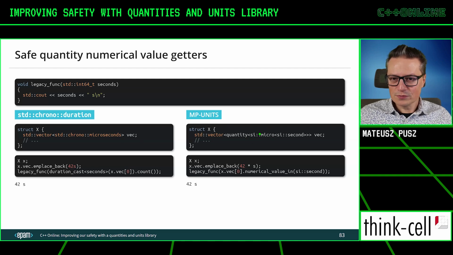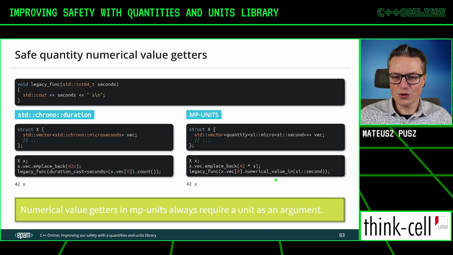With mp-units, if you have something similar like microseconds here, you pass 42 seconds, then you cannot get the value by itself. You always have to specify the unit you want to get the value in. So you always have to type the numerical value in seconds in order to prevent this issue. Just returning count or number or value is a really bad idea. So again, if you have something similar in your homegrown solutions, consider also requiring a unit for those always in order to make sure you are correct.